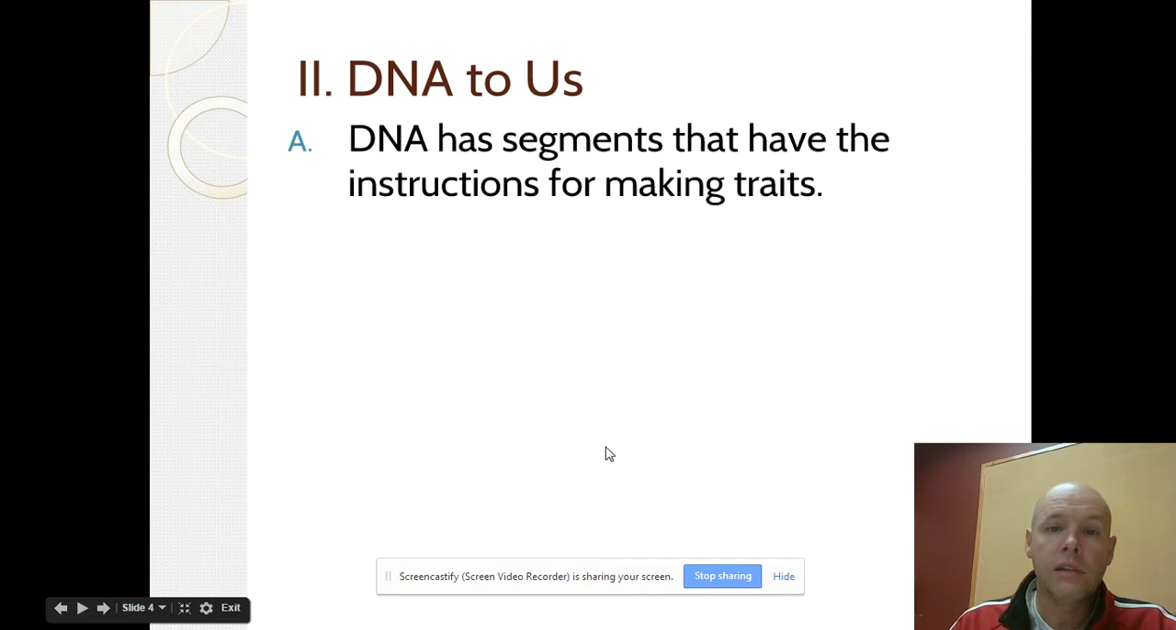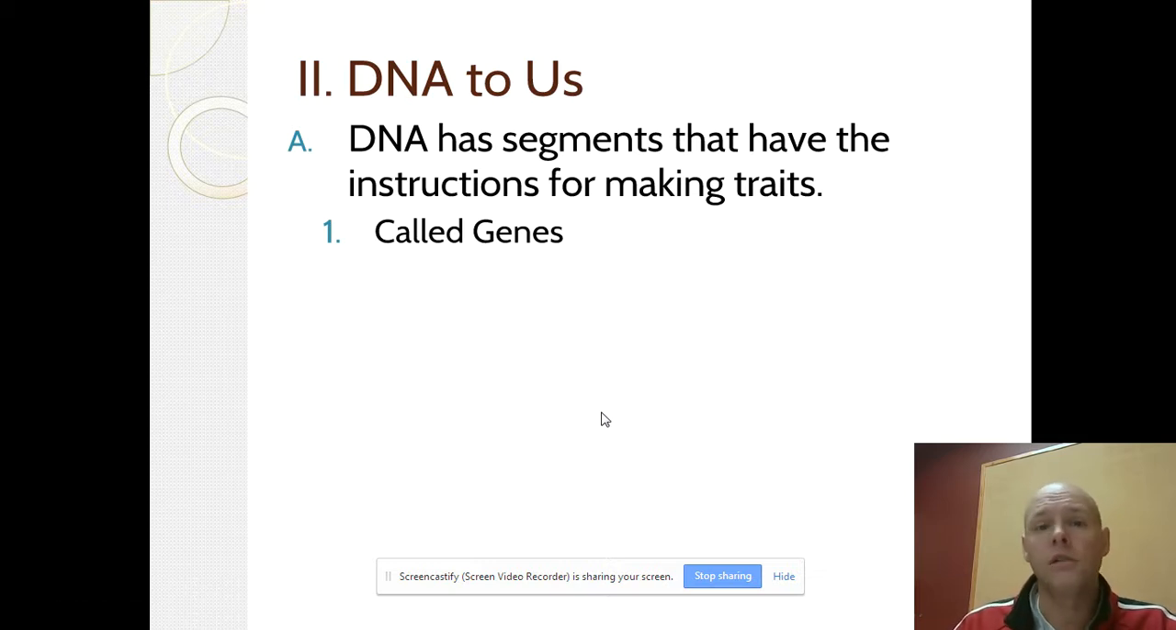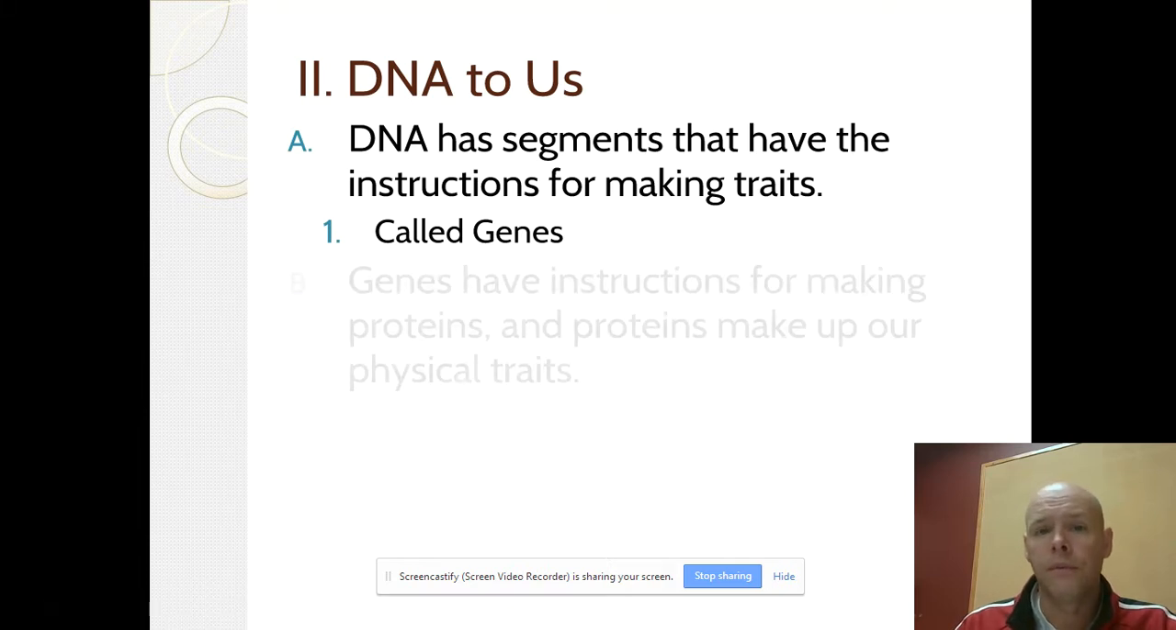Well, DNA has segments on it that code for certain traits. You have a segment of DNA that'll code for the type of hair you have. These segments are called genes. A gene is a segment of DNA that codes for a trait. A gene is kind of like a recipe in this cookbook. Like you have recipes for certain items, like a recipe for key lime pie.